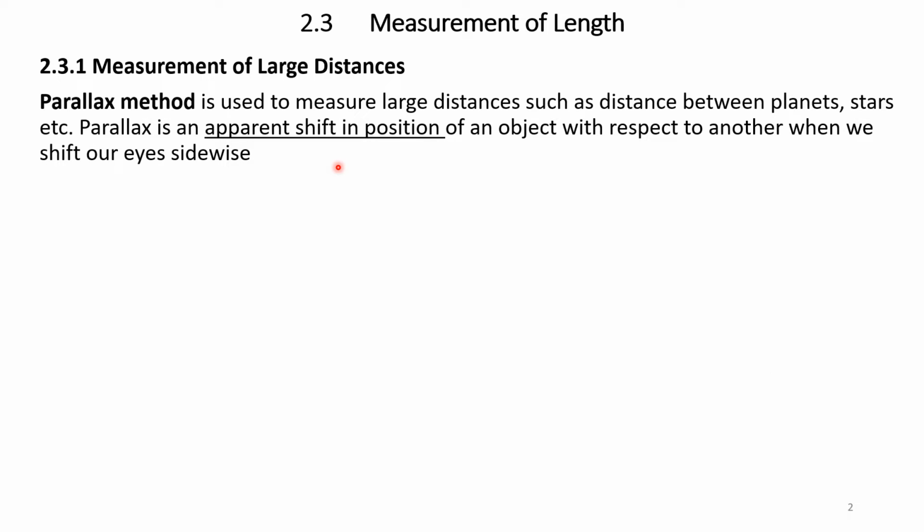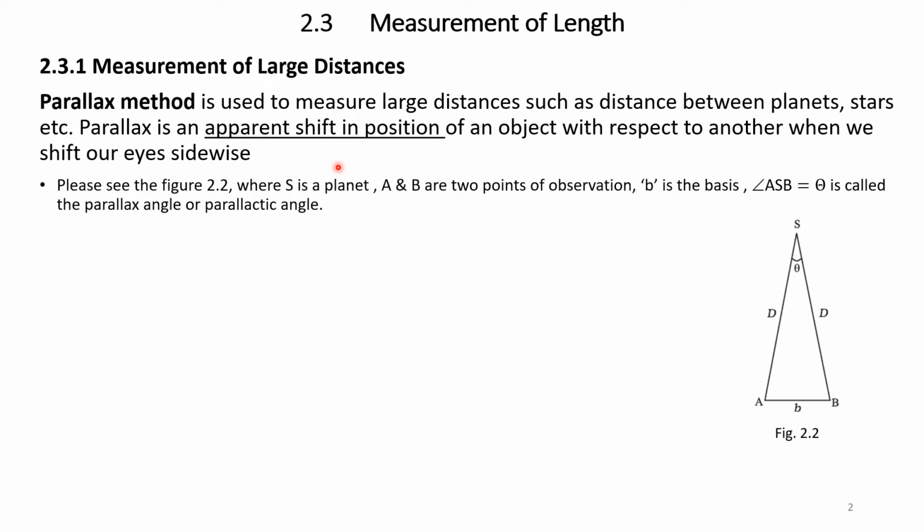Large distances. Please see the diagram 2.2 here. S is a planet in this figure. A and B are two observation points, 2 points of observation. The distance between them is small b. Angle ASB is equal to theta here is called the parallax angle or a parallactic angle.